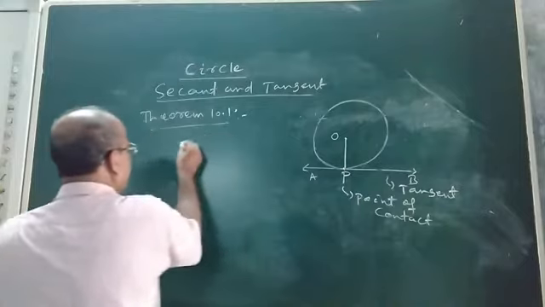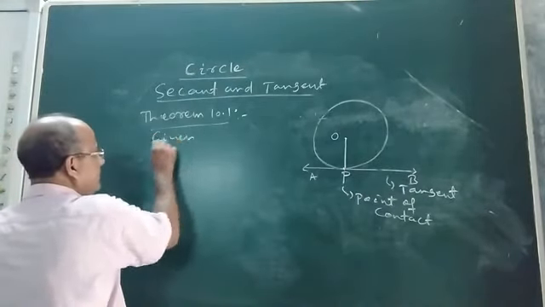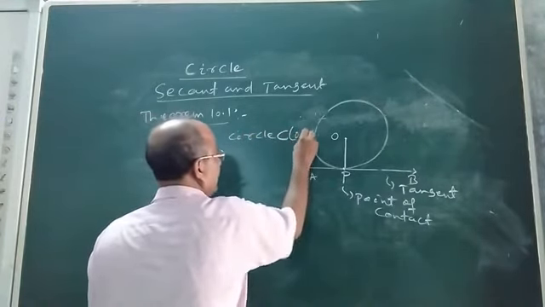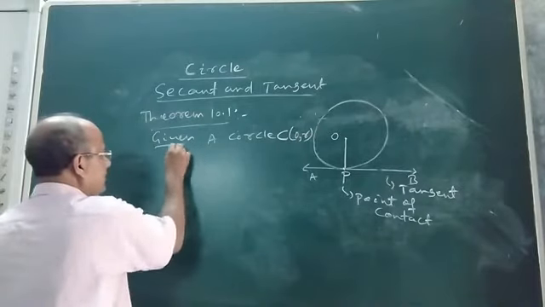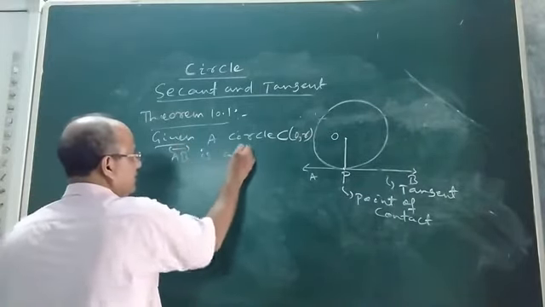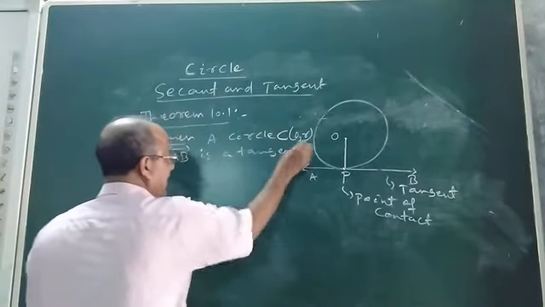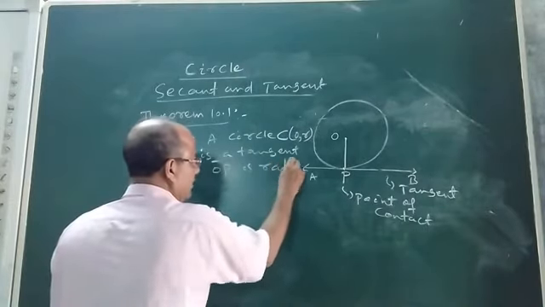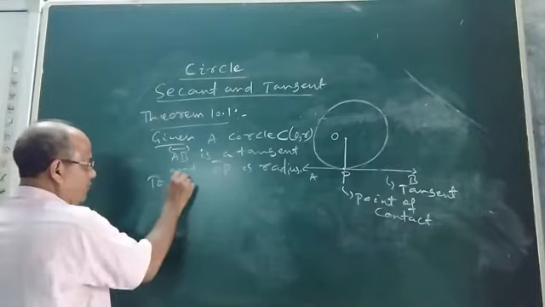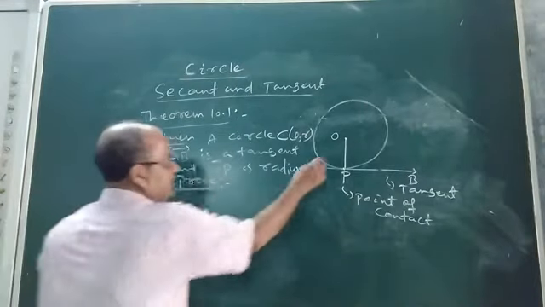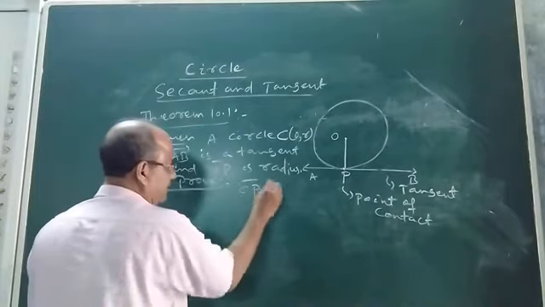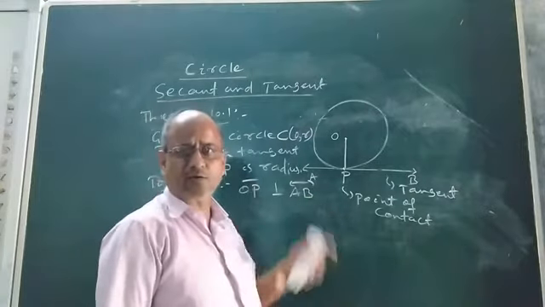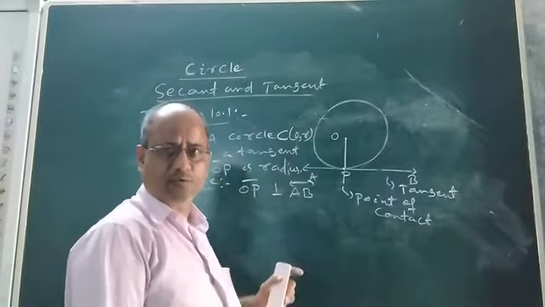Okay. That means this theorem 10.1. So what is given? We are given a circle, suppose C, whose center is O and radius is R. Then what else are you given? You are given AB tangent line and OP is radius. Now what do we need to prove? We have to prove that the radius and tangent, that is OP, is perpendicular to AB. A tangent drawn to the circle through the point of contact is perpendicular to the radius. How to prove?